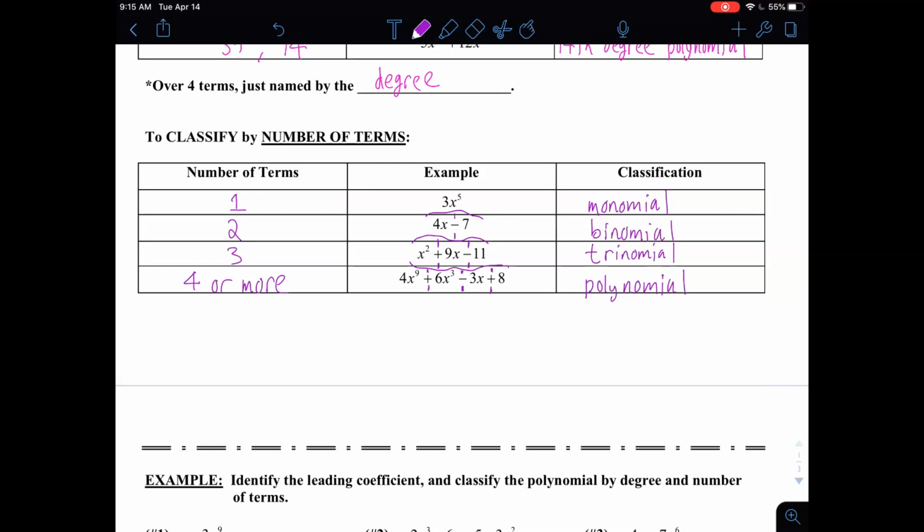And then down here, I want you to write: plus or minus symbols are barriers between terms.